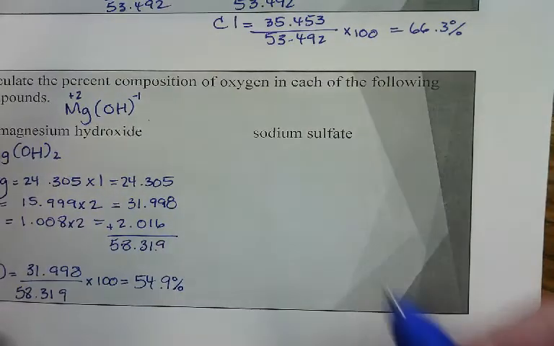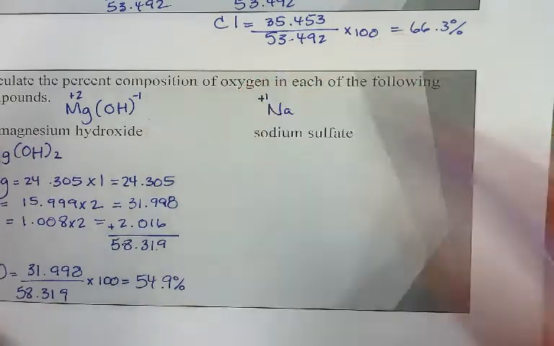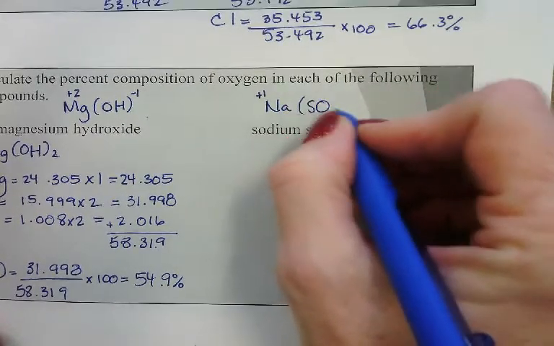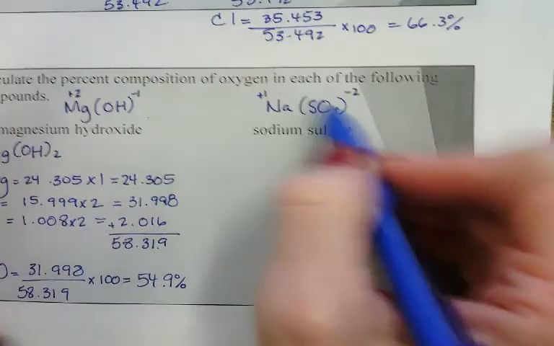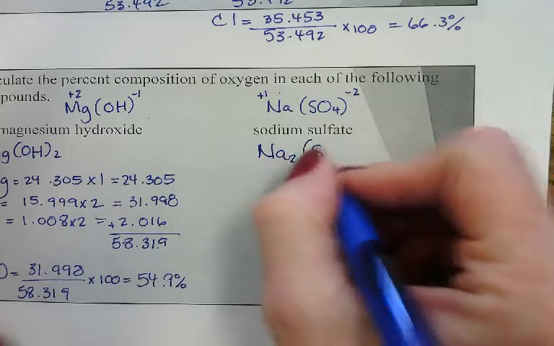Sodium sulfate. So we need to find the percentage of oxygen in sodium sulfate. Sodium symbol is Na. It has a +1 oxidation number. Sulfate is a polyatomic ion. Its symbol SO4, and it has a -2 oxidation number. So I'm going to crisscross those, and the formula is going to be Na2SO4.